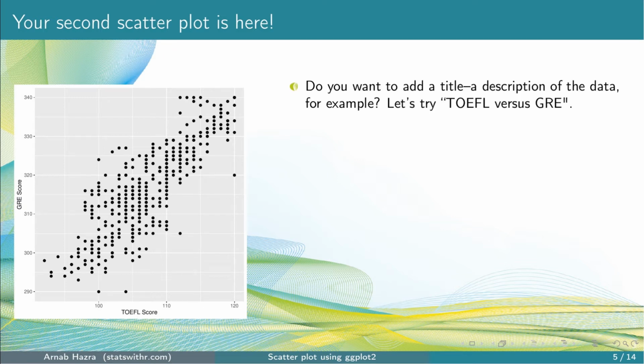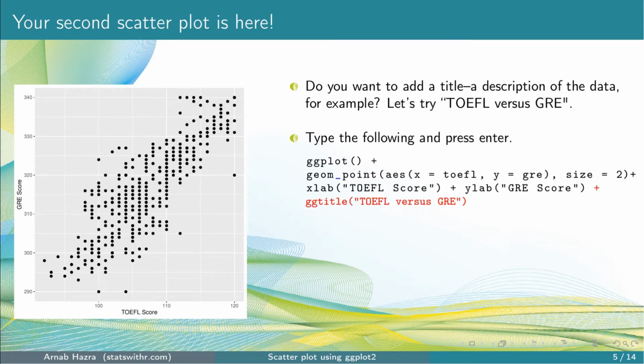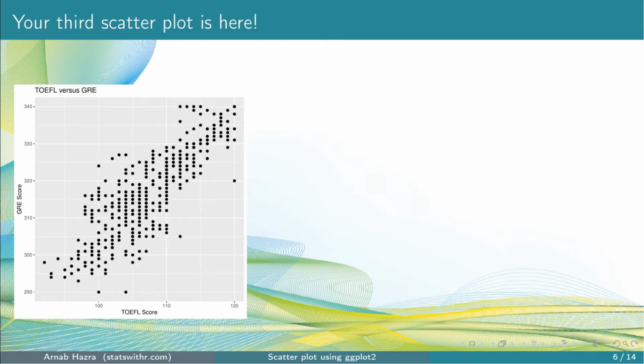Next, you might be interested to add a title, say TOEFL versus GRE. To do that, add the line ggtitle TOEFL versus GRE within quotes. Now press enter. Okay, you get your third scatter plot. You can see that the plot title is created now.